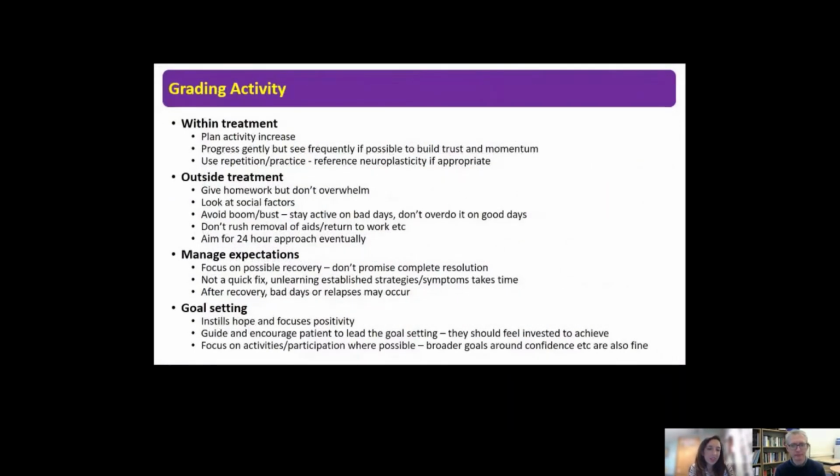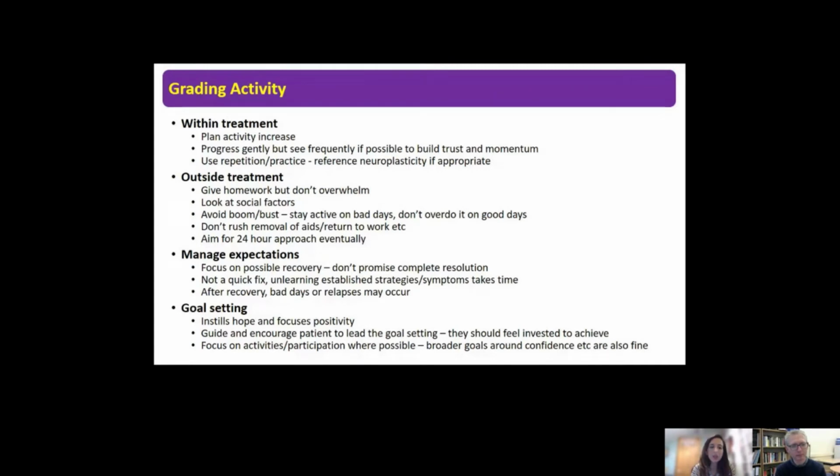Grading activity, I think, is fairly common sense. Hopefully I don't need to go into too much detail, but within treatment, plan the activity increase so that you're not going in at 100 miles an hour on day one. Use repetition, use practice to build up that confidence in the movement. Give homework, but don't overwhelm. Maybe one small task from each session that the patient can work on overnight or until you see them again.